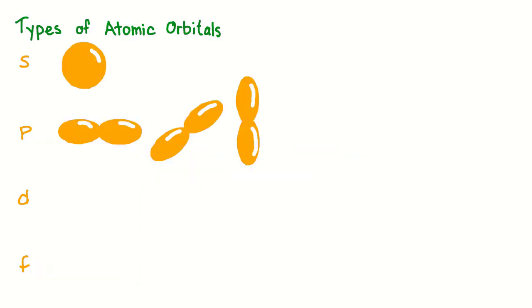There are three P-type orbitals. Each have two lobes of electron density on either side of the nucleus, giving it a dumbbell-like shape. There is a node in the plane where these two lobes meet. Each of the p orbitals is oriented around a Cartesian coordinate axis.